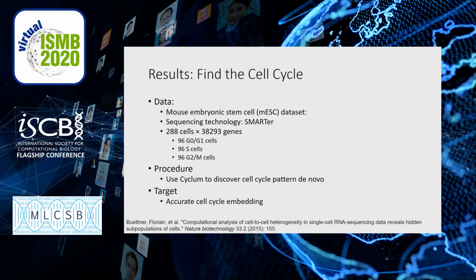So how does this strategy work? We tested Cyclone on a mouse embryonic stem cell dataset, including 288 cells and more than 30,000 genes. All cells are actively proliferating. The cell cycle phases are labeled by flow cytometry and discretized into G0, G1, S, and G2M stages. Each stage has 96 cells. We tested if Cyclone can discover the circular cell cycle trajectory.